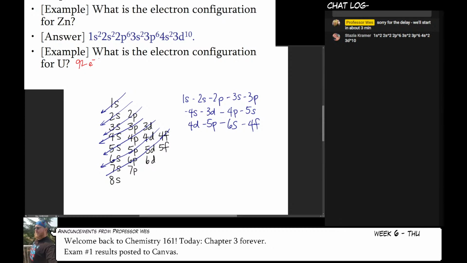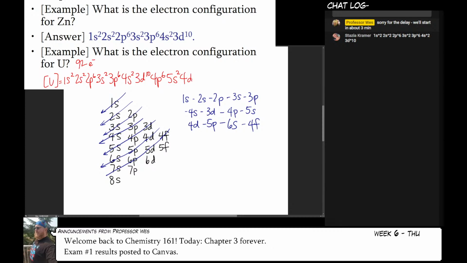All right, so let's see here. So uranium would be 1s2, 2s2, 2p6, 3s2, 3p6, 4s2, 3d10, 4p6. And then what comes after 4p6? See, I always have to look at this chart because I always think I have it memorized, and then I'm like, oh, what was the next thing?